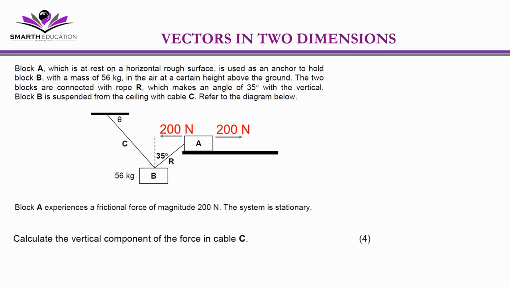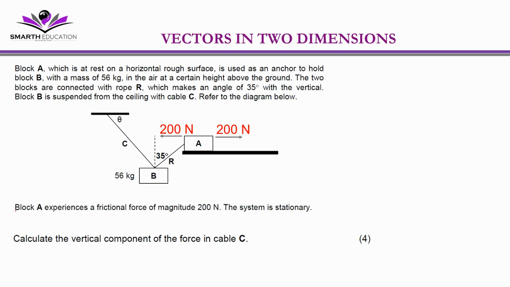Block A, which is at rest on a horizontal rough surface, is used as an anchor to hold block B with a mass of 56 kgs in the air at a certain height above the ground. The two blocks are connected with a rope R, which makes an angle of 35 degrees with the vertical. Block B is suspended from the ceiling with cable C. Refer to the diagram below.